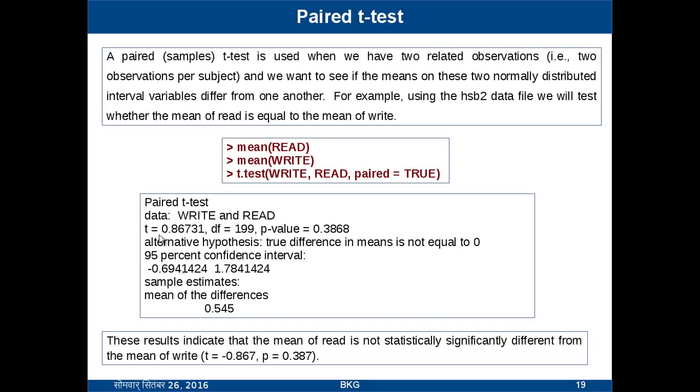Here the calculated value of the t test statistic is 0.86 and the corresponding probability value is 0.38, which is much higher than the level of significance. So we cannot reject our null hypothesis that the true difference in means is equal to 0. So the result indicates that the mean of reading is not significantly different from the mean of writing.